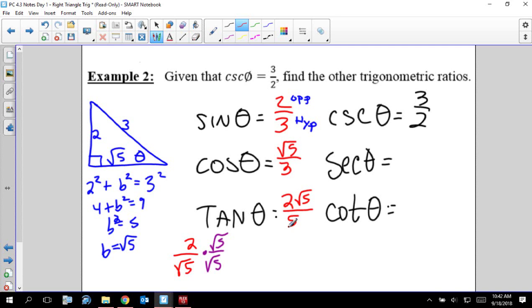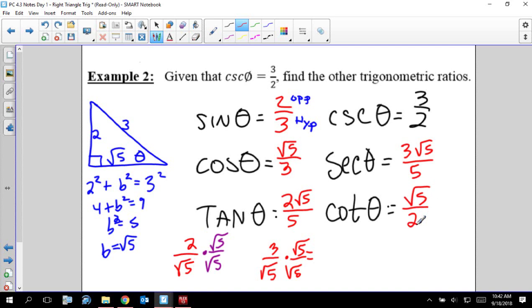All right, so secant, I've got to flip cosine, but what happens when I flip it? I'm going to have to rationalize again. As many times as you end up rationalizing, you should probably start to be able to do this in your head and not actually have to write it down every single time. So I get 3 square root of 5 over 5. And then cotangent, if I flip this one, I'm going to have to rationalize again and simplify. If I go all the way back to my original tangent and flip that one, it's going to give me less work. So I'm just going to go back to 2 over radical 5, flip that one to radical 5 over 2.